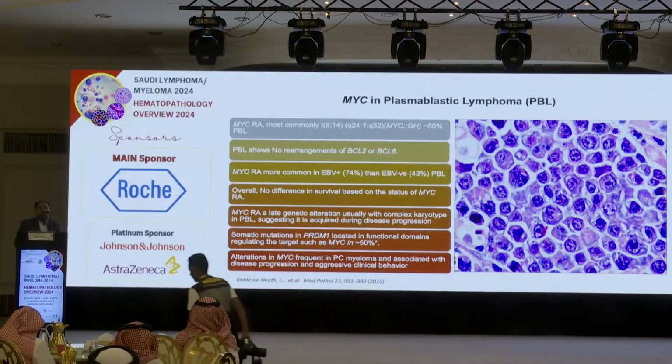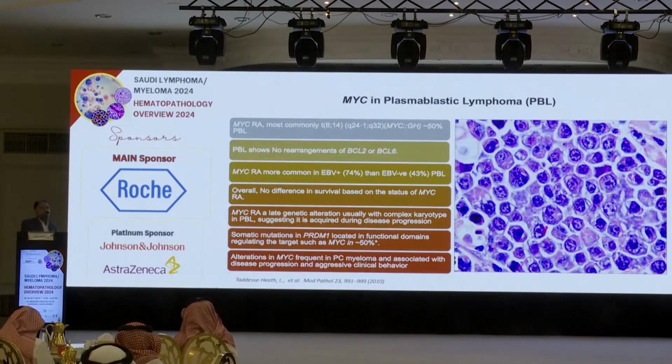The importance in other subtypes is not as great, and we shouldn't be surprised, because I told you MYC is involved in so many cancers. Even in a solid tumor, if you start looking for MYC, you will find it. So its importance is more in the lymphomas I talked about. In plasmablastic lymphomas, about 50% will have MYC. It's still a bad disease with poor outcome. It will not change the prognosis.